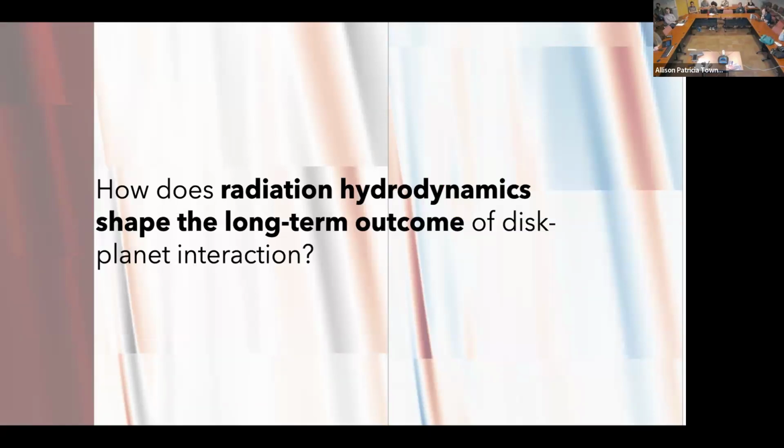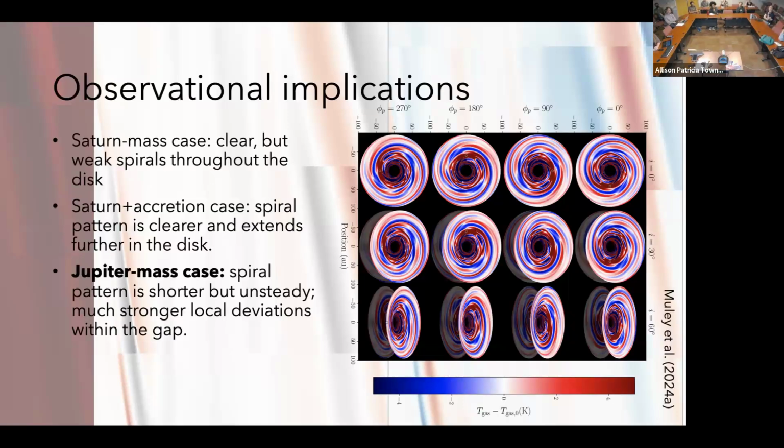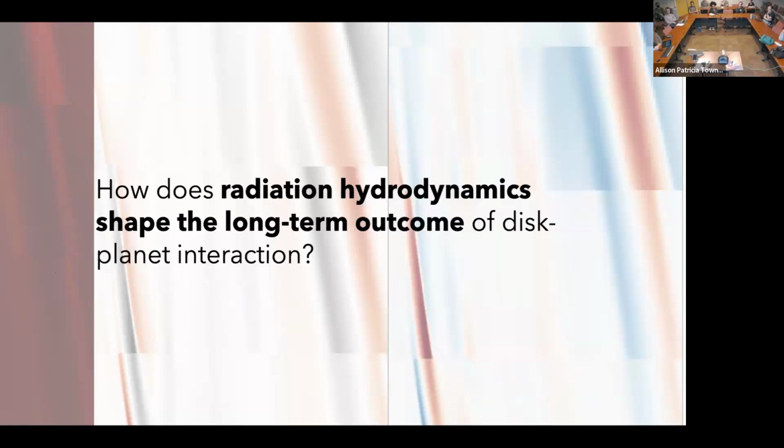What about the Jupiter mass case with accretion? I didn't test that. These are expensive. But I did spend some expense on looking at the long-term outcome of disk-planet interaction. So for this final study, which was very recently accepted, I tested.